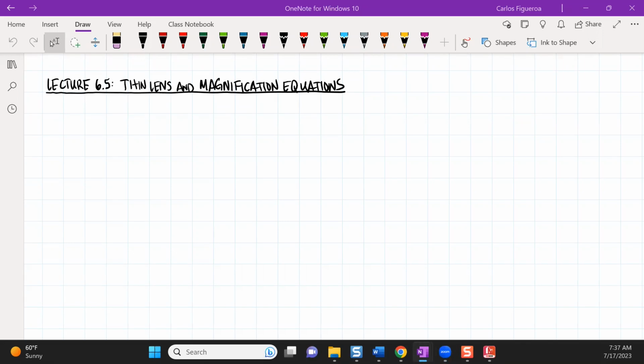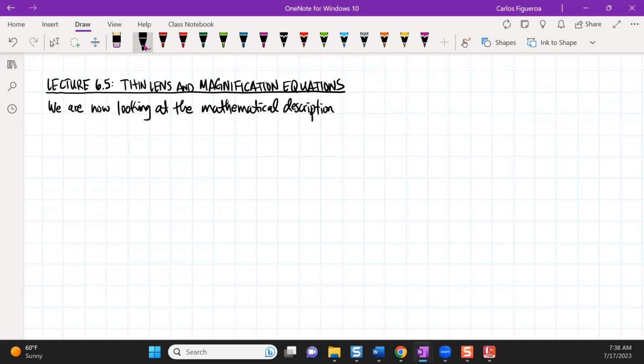Lecture 6.5, thin lenses and the thin lens and magnification equations. So what we're doing here now is that we are now looking at the mathematical description of images.